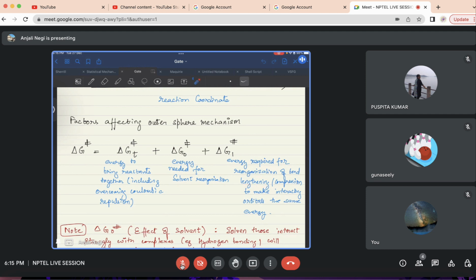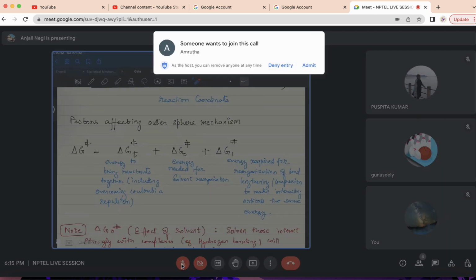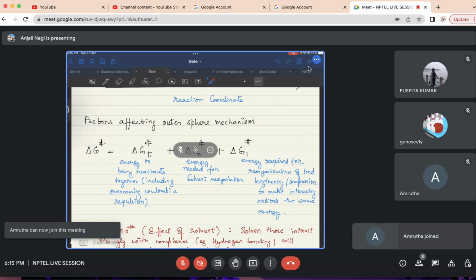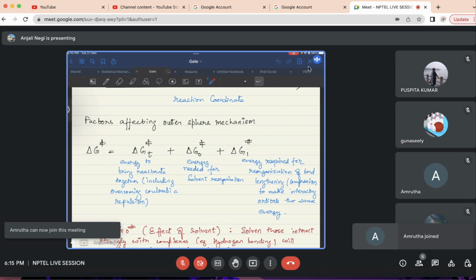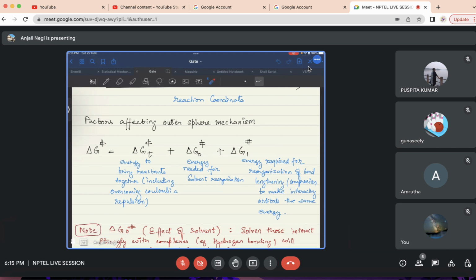Now, since we follow the Franck-Condon principle, according to that principle, for electron transfer between any two complexes, even if it is not bond breaking or forming, it must follow that the bonds must be of equal length. So reorganization of bond lengthening and compressing is needed to make the interacting orbitals the same energy. So actually what it means, we will look into it.